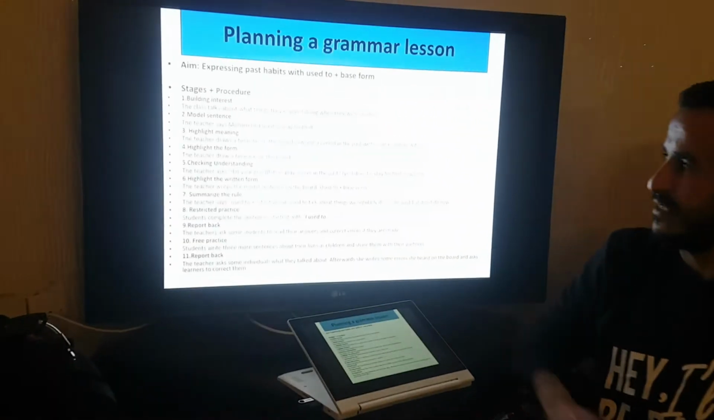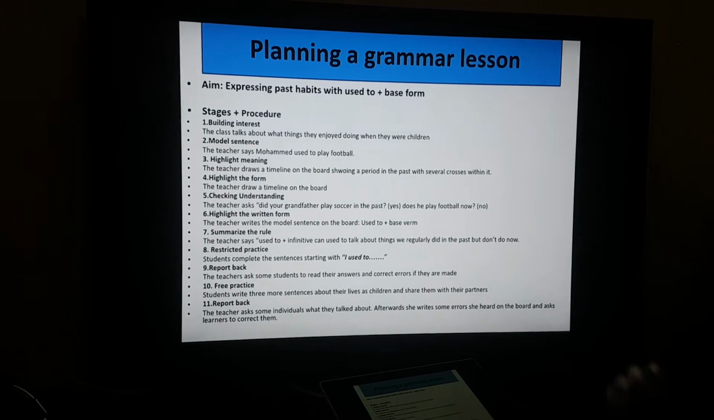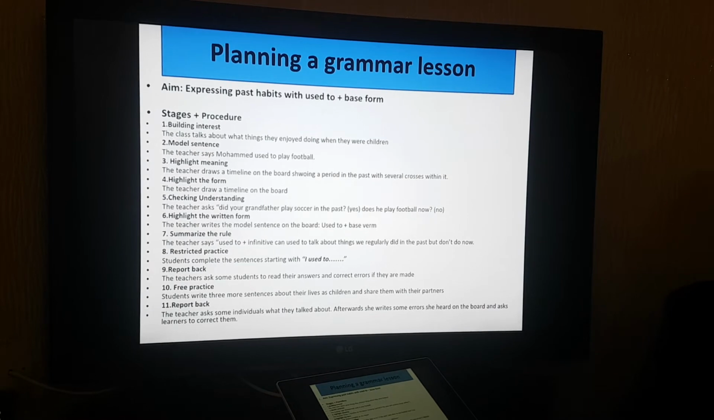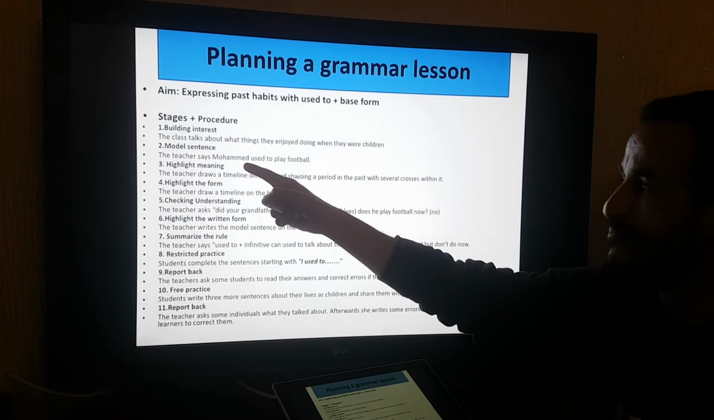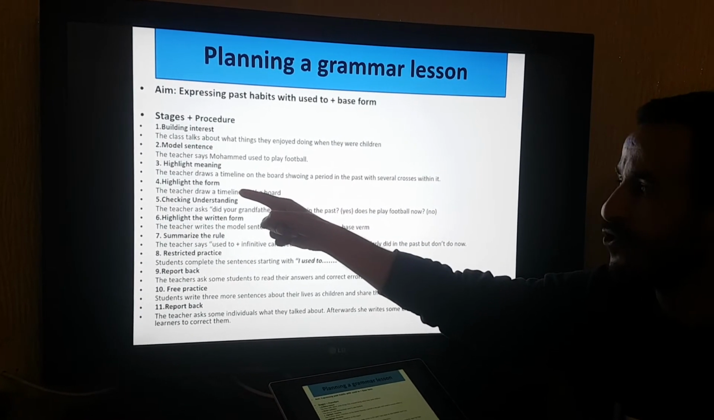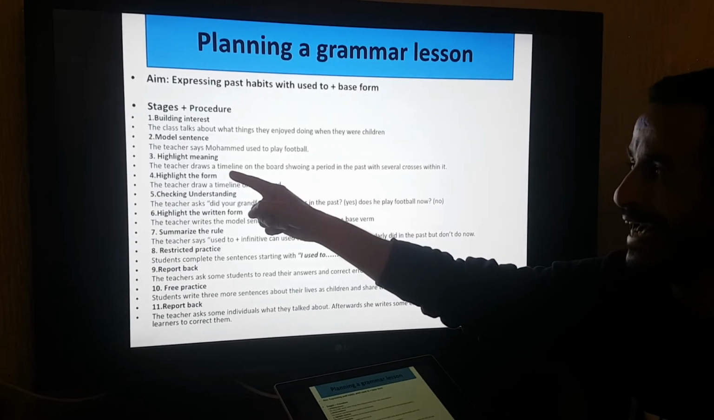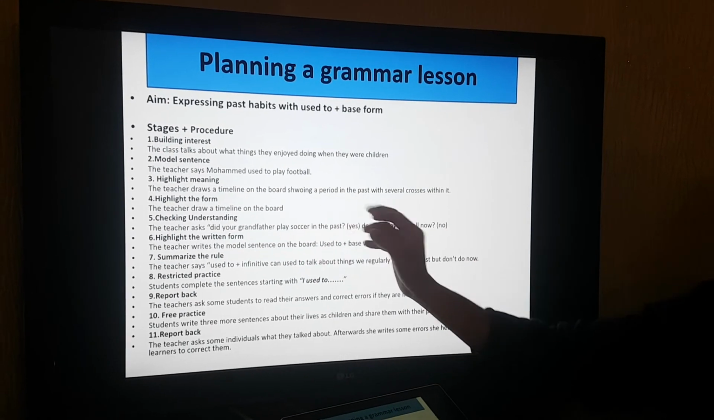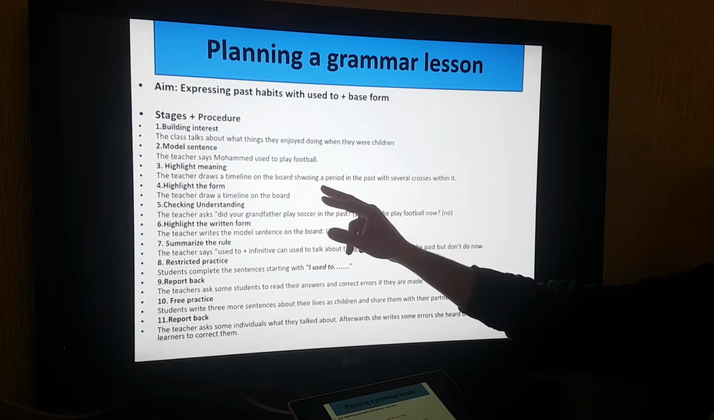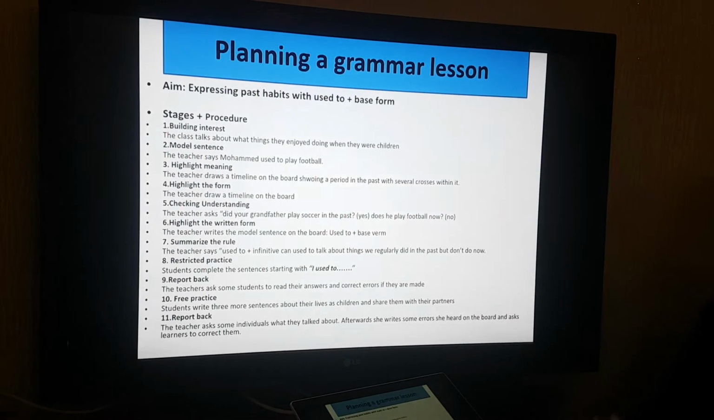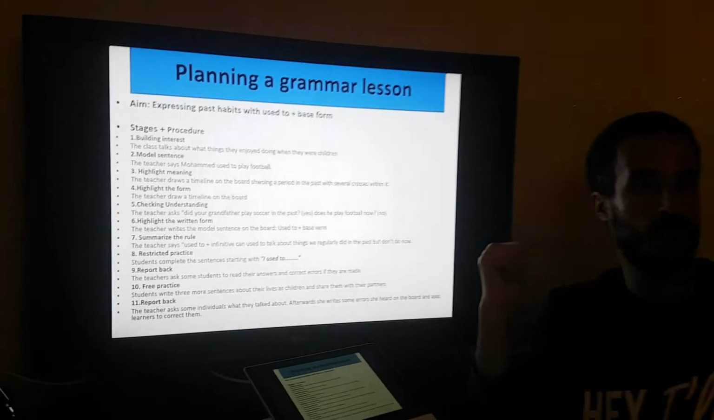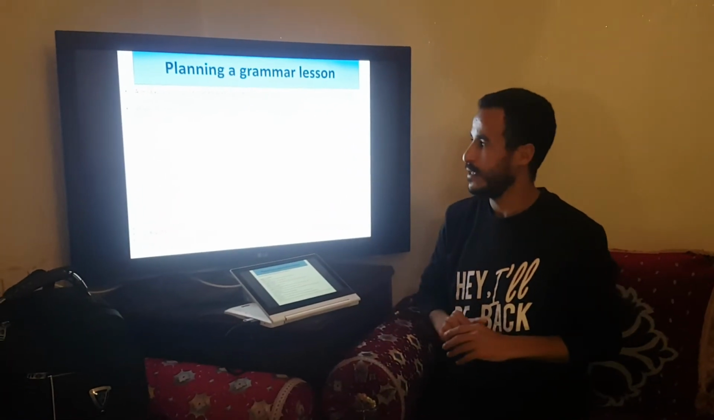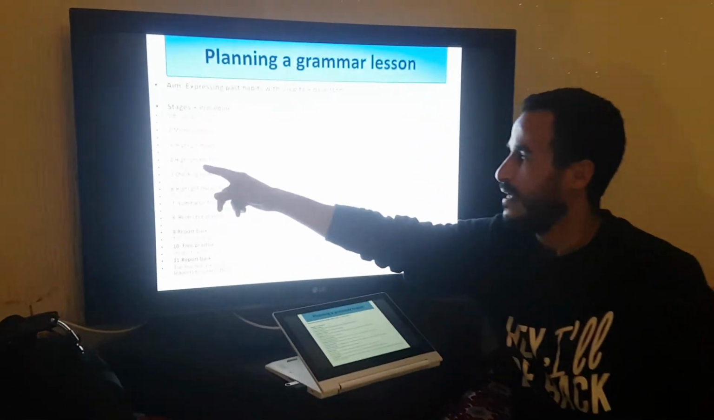Number two, you model the sentence. The teacher says, Muhammad used to play football. Number three, you highlight meaning. Very important: meaning, then the form. The students cannot use the form effectively unless they know the meaning. So the teacher draws a timeline on the board showing a period in the past with several crosses within it. I used to watch cartoons when I was a kid, but not anymore. I used to.